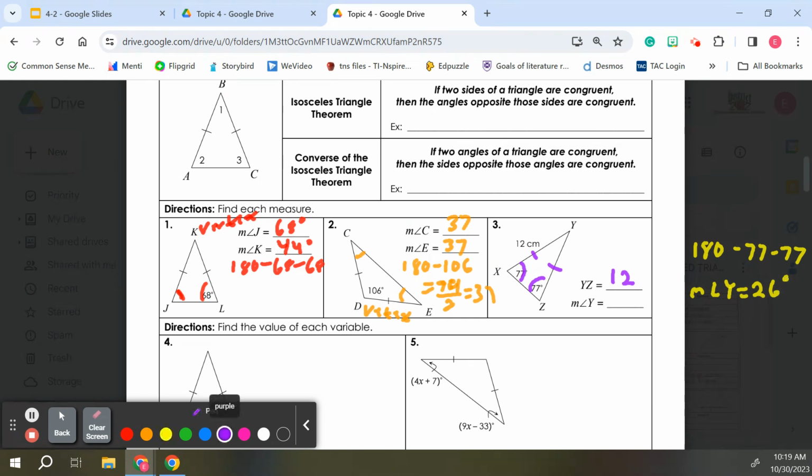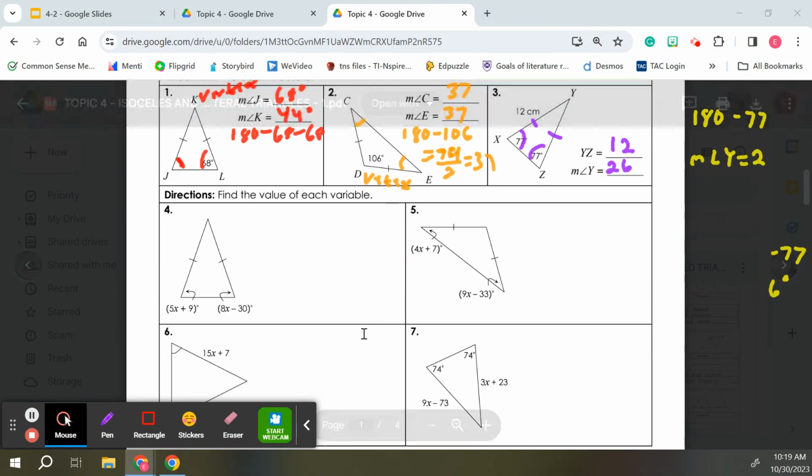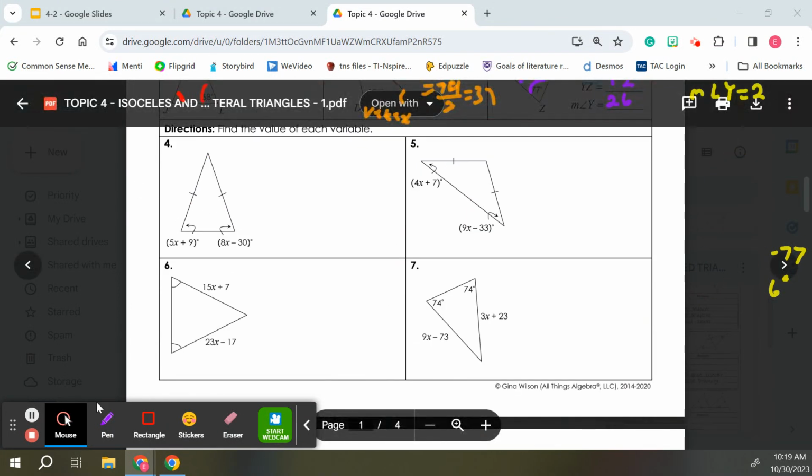All right, questions on that? Okay. Let's apply a little bit of algebra. So what they're telling us here is that we have 5x plus 9 as this angle and 8x minus 30 is this angle. What do we know about these two angles? They end up being congruent to each other. All right, so I am going to now set them equal to each other and solve.